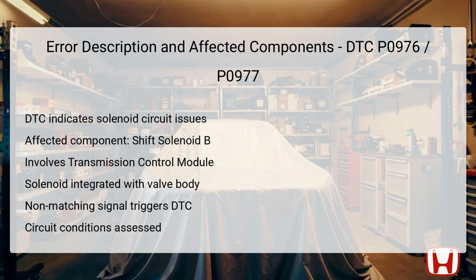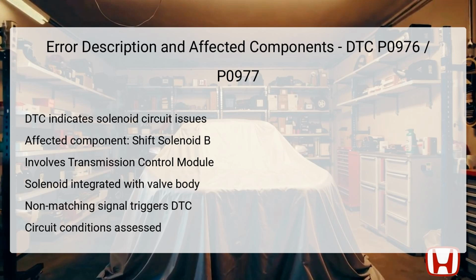The diagnostic trouble codes P0976 and P0977 indicate issues related to the Shift Solenoid Valve B circuit. The Shift Solenoid Valve B is an integral component of the vehicle's valve body, which manages the flow of transmission fluid, thereby influencing gear shifting. The TCM monitors this solenoid and commands it to turn on or off based on operational needs. A mismatch in the expected signal and the actual return signal from the solenoid leads the TCM to store either DTC code to signify abnormalities.